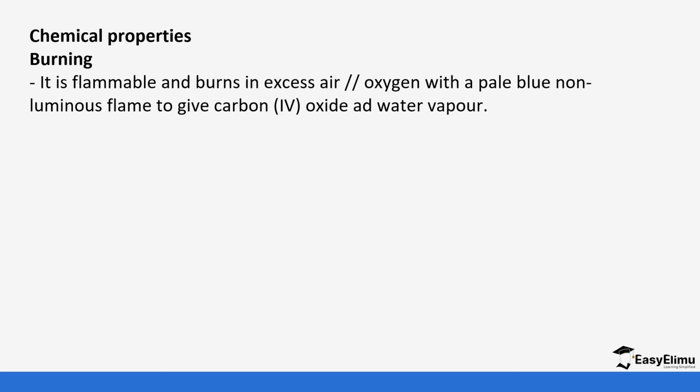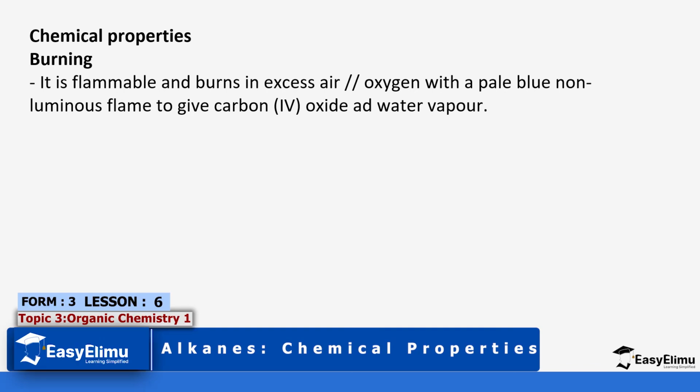So first of all, some of the chemical properties of alkanes is the burning of alkanes in air. Alkanes usually burn in air in a pale blue luminous flame. It is important to remember the color of the flame because this is going to apply to our paper 3 when we get to qualitative analysis. So they usually burn in air with a pale blue flame. Remember they are saturated, so they give carbon dioxide and water.